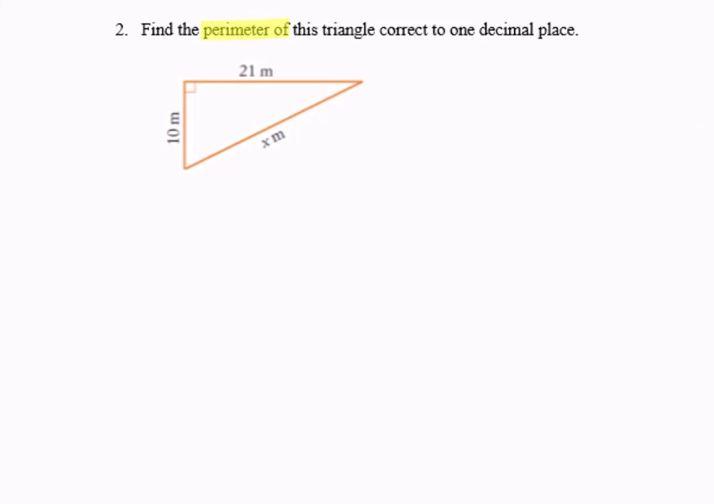Find the perimeter of this triangle correct to one decimal place. So in this question, we're being asked to find the perimeter, and the perimeter is the distance around the outside of a shape. Now, in this case, I have a right angle triangle, and I need to find x before I can find the perimeter. Now, because I have a right angle triangle, I'm going to be using Pythagoras' theorem. And Pythagoras' theorem says the hypotenuse squared, which in this case is x, is equal to the sum of the squares of the other two sides. So that means the other two sides that are squared.